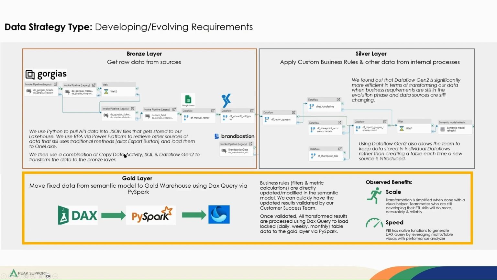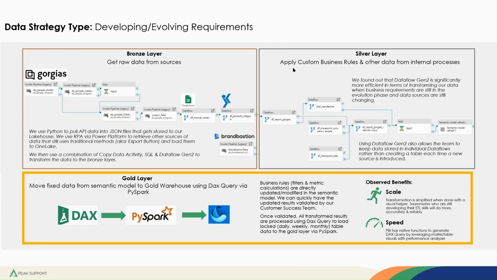Sometimes we use a combination of copy data activity and scaling Dataflow Gen2 to move data around. In our silver medallion, our approach is to heavily use dataflow because we found out that it's much more efficient in terms of transferring data that are still changing, including data sources that are changing. Even metrics that are slowly evolving are better handled by Dataflow Gen2.